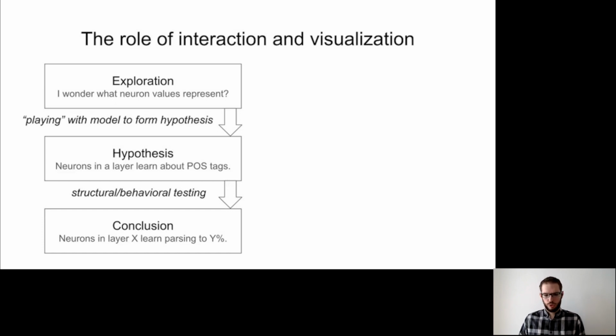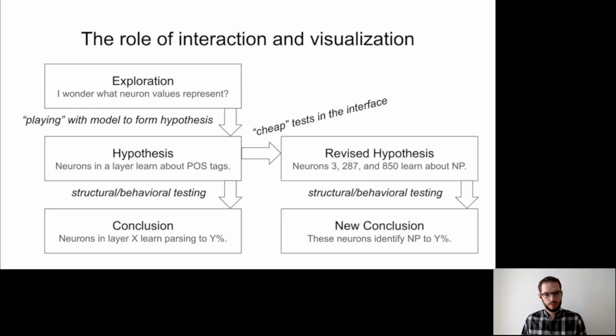The second point in which visualization and interaction can help you is to quickly iterate on hypotheses, because interaction may allow you to run very cheap tests in the interface directly. Compared to the structural and behavioral testing, this may be much less expensive. For example, in behavioral testing, you have to first construct this entire corpus of test examples. But what if you can already pre-filter your hypothesis based on initial results and negative examples that you find?